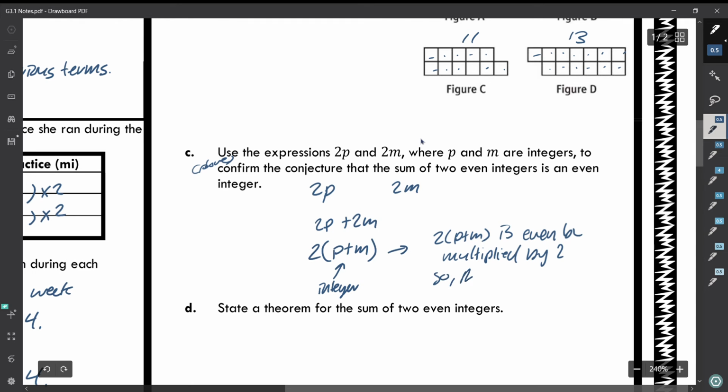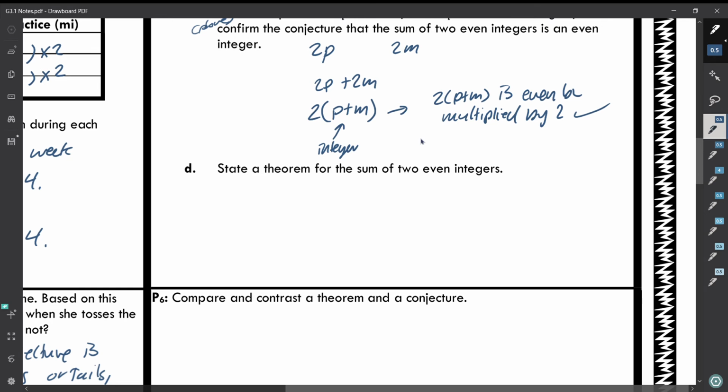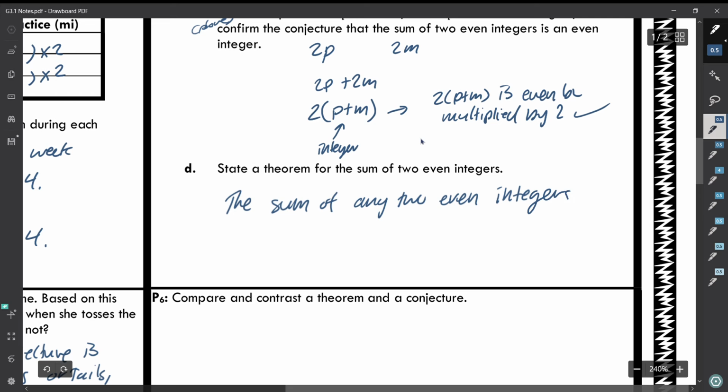So the sum, we'll stop there. We'll state the conclusion right here. So it's to state the theorem for the sum of 2 even integers, okay? So we'll say the sum of any 2 even integers is also an even integer.